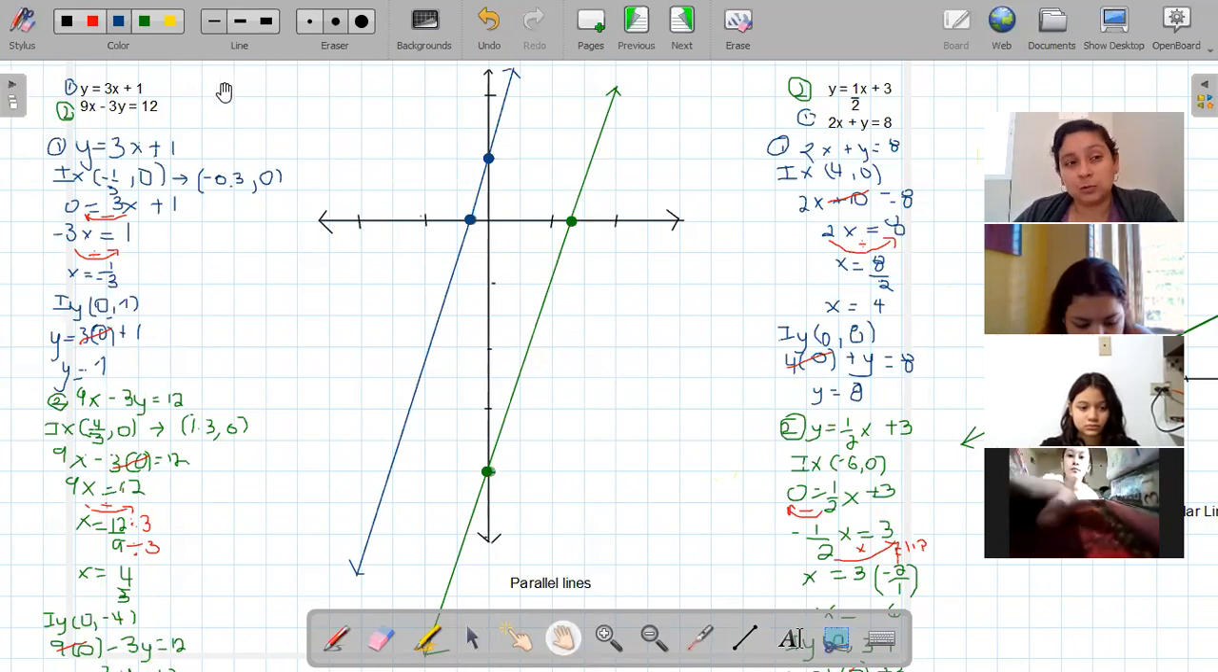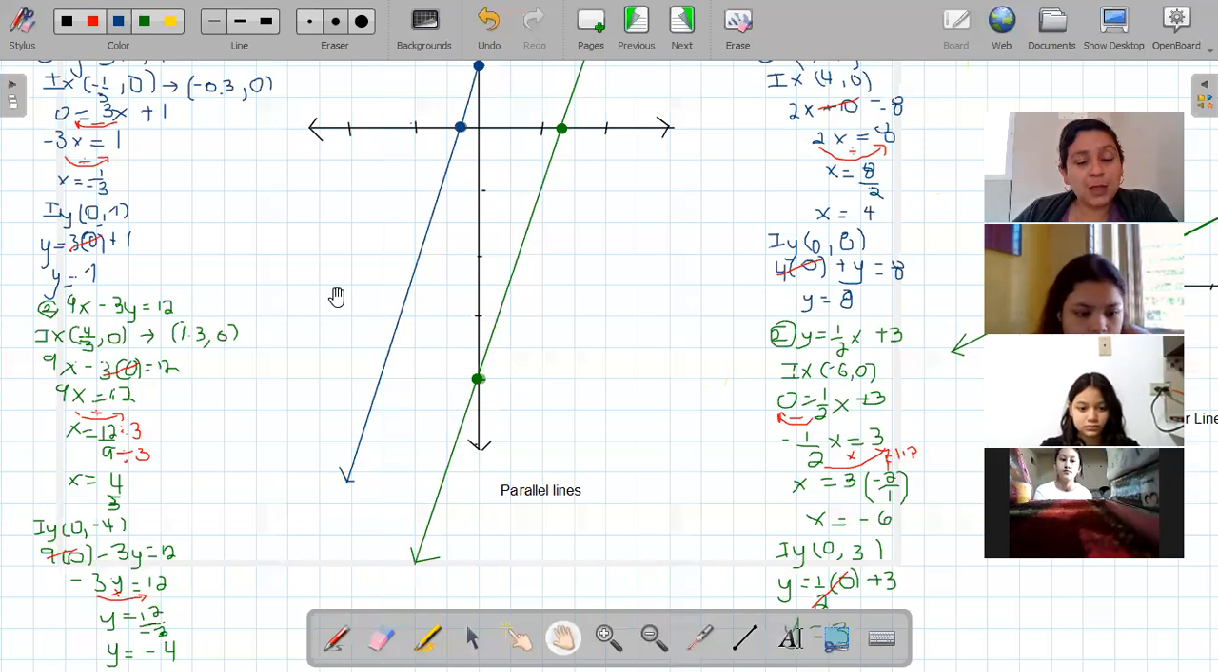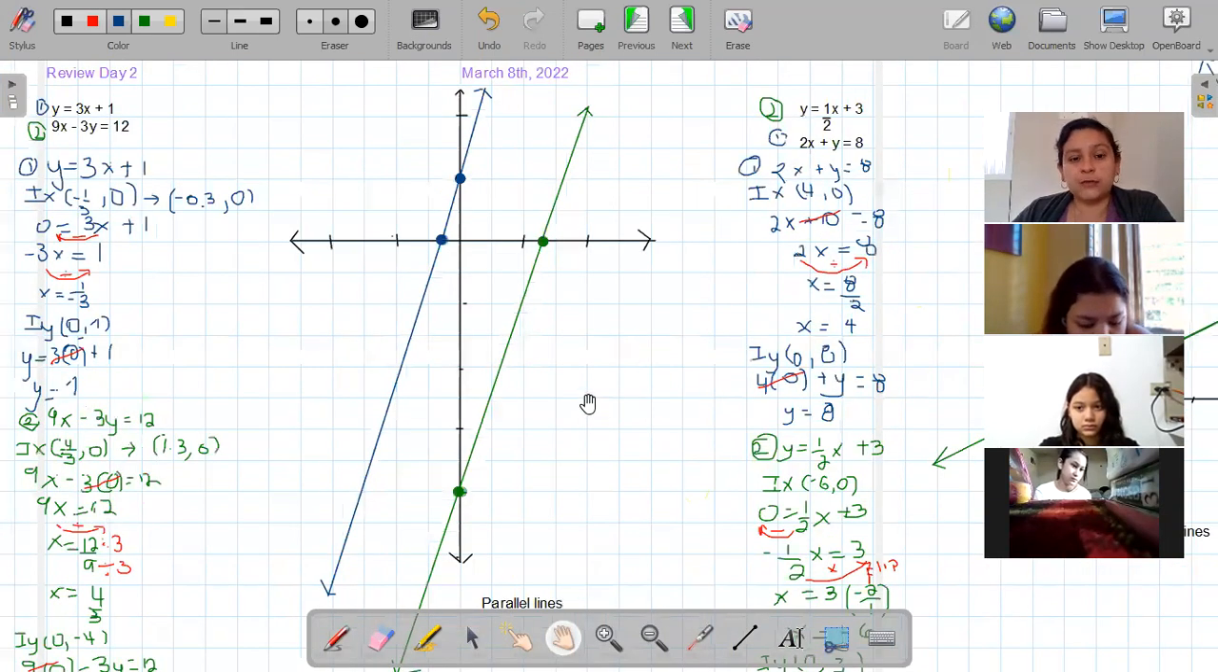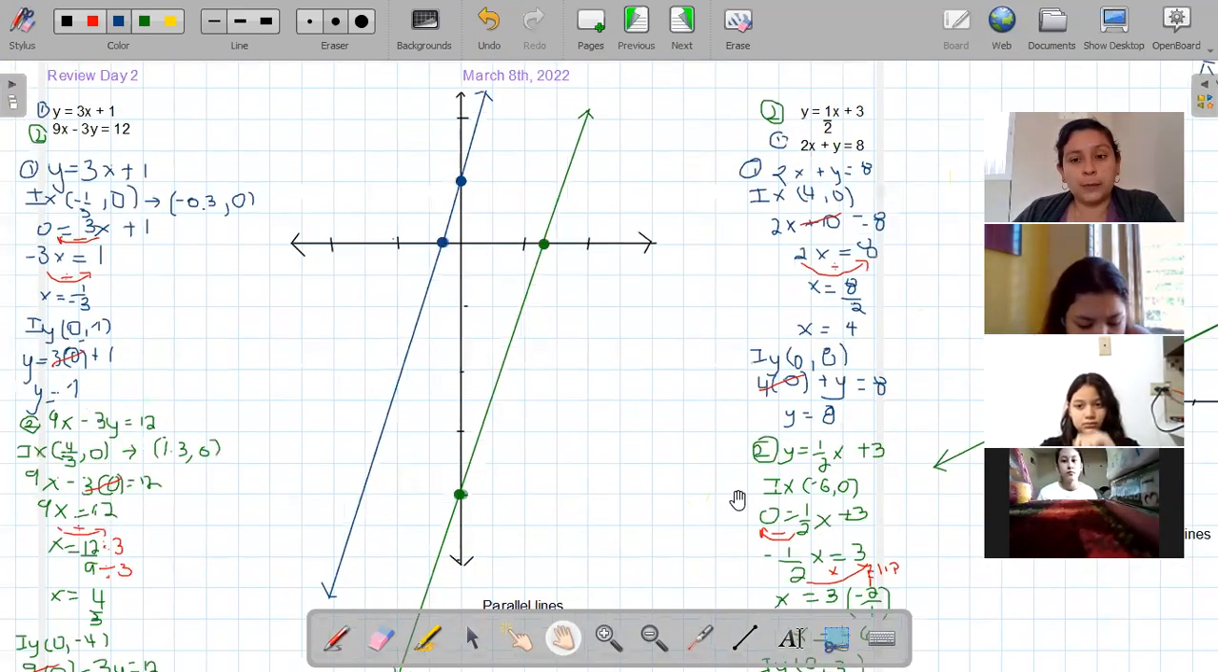We decided which equation was going to be equation 1 and which one was going to be equation 2. We found the intercepts, we graphed them, and we determined that they did not connect, they did not intersect, so they were parallel lines. They had the same slope, but different y-intercepts.